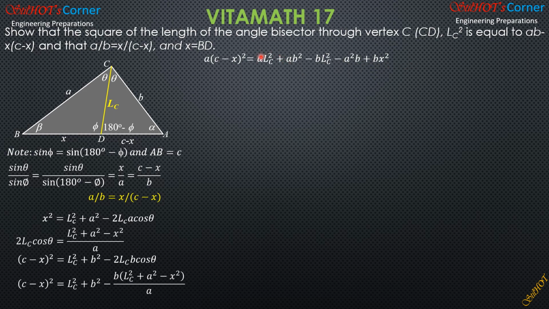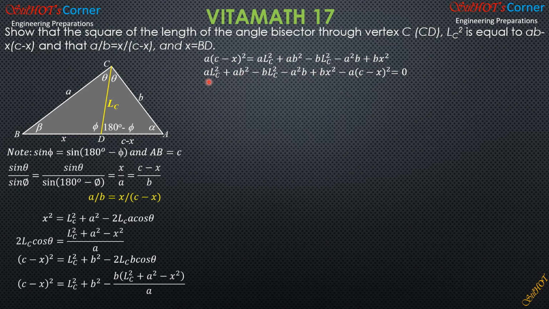We then retain this a L_c squared and minus b L_c squared. We copy this, then transfer this to the right. So a L_c squared plus a b squared minus b L_c squared minus a squared b plus b x squared minus a times (c minus x) squared equals 0. Then we group this, transferring all the other terms to the right.